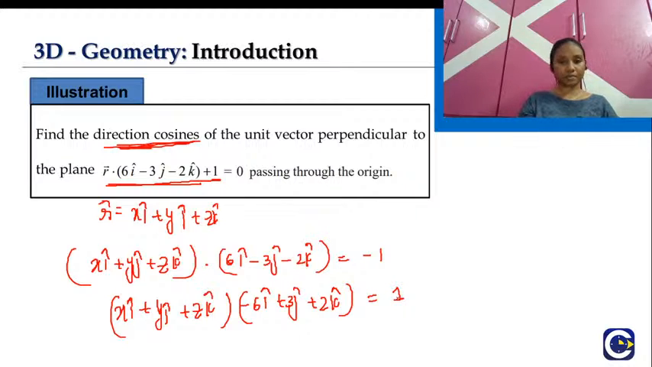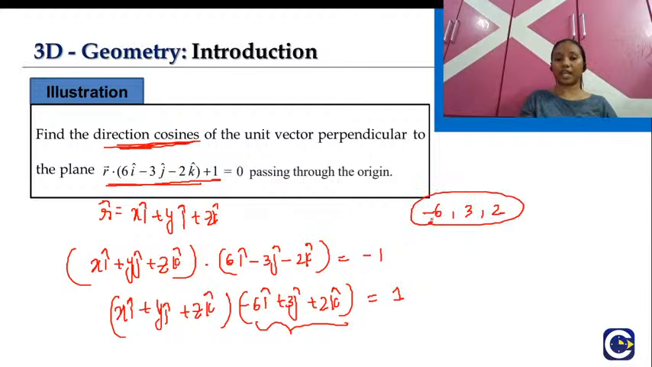Correct. So minus 6 by 7, 3 by 7 and 2 by 7. Okay. So this is a vector here. When we divide with the modulus, these are our direction ratios, right? So minus 3, 3 and 2 will be direction ratios for any line. That we have already seen. So if we have direction ratios, from there we can directly find our direction cosines.